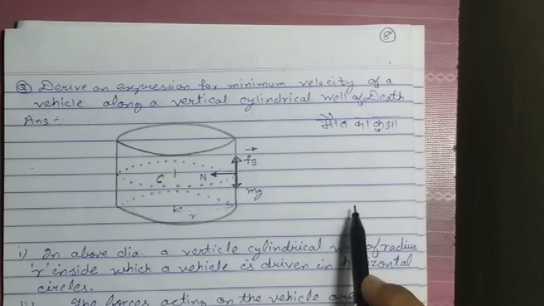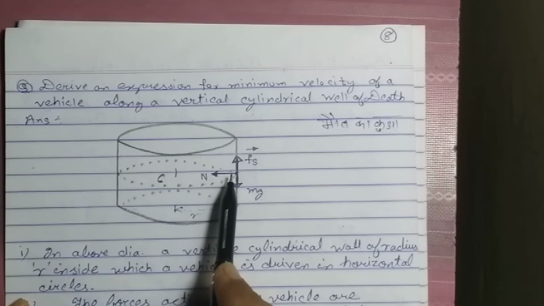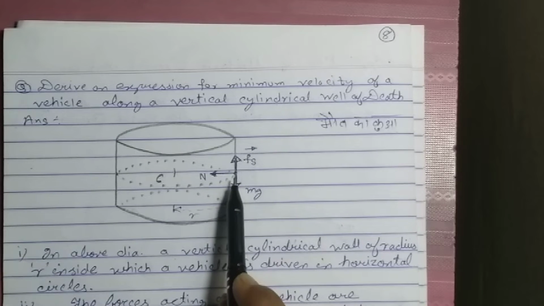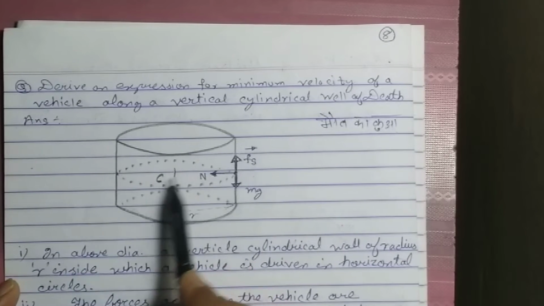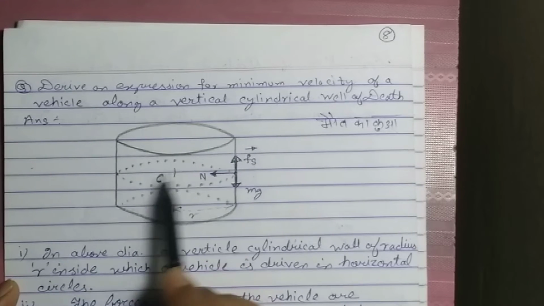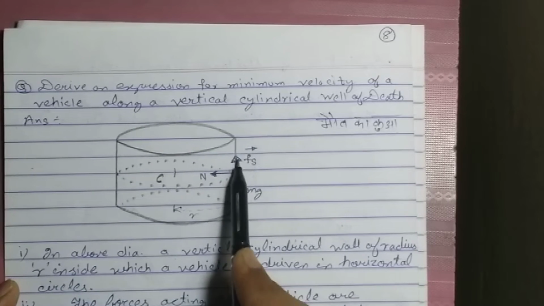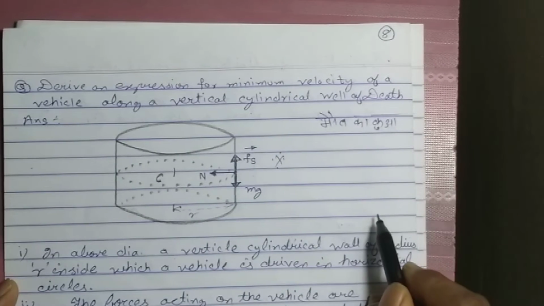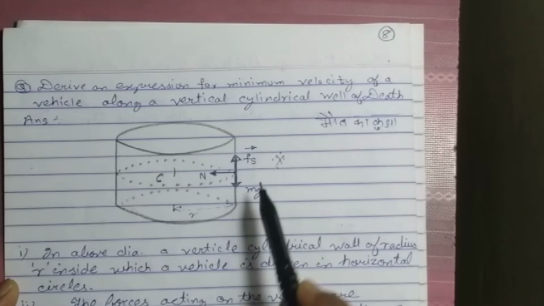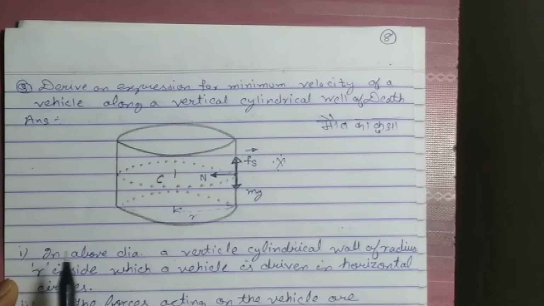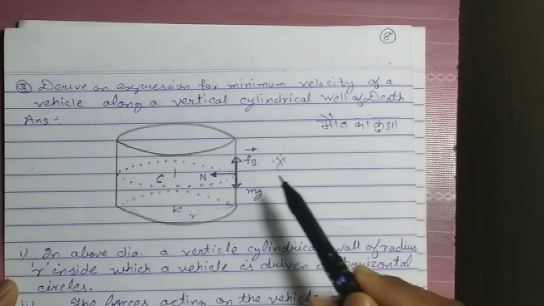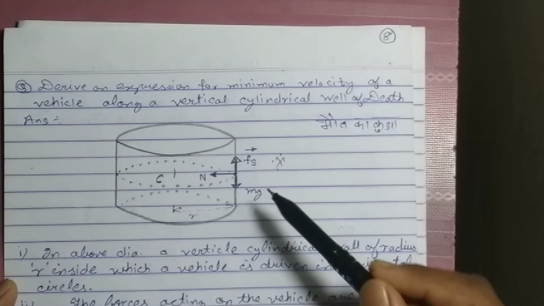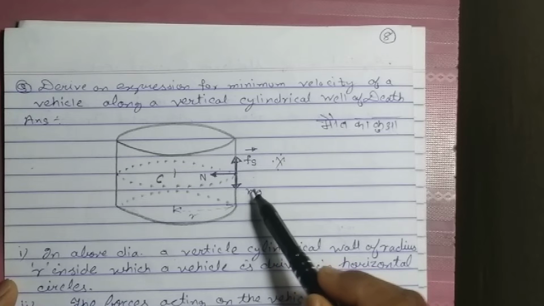So one more force is there, because when the vehicle is driven along the vertical wall of the cylinder, there should be a frictional force. So we observe that when the vehicle is moving along this vertical cylindrical wall, the frictional force is always in upward direction. Students, this is a very important thing you have to understand or imagine. The force of static friction Fs acts vertically upward between the vertical wall and the tires. Fs is a static friction because it has to prevent the downward slipping.